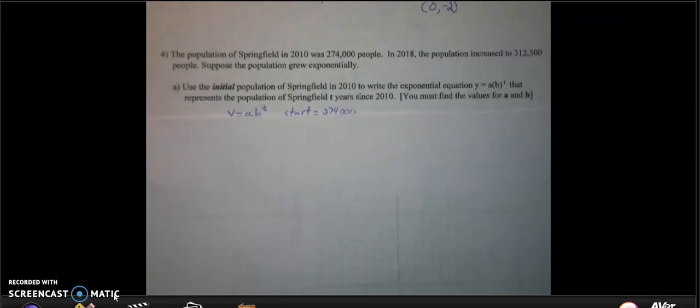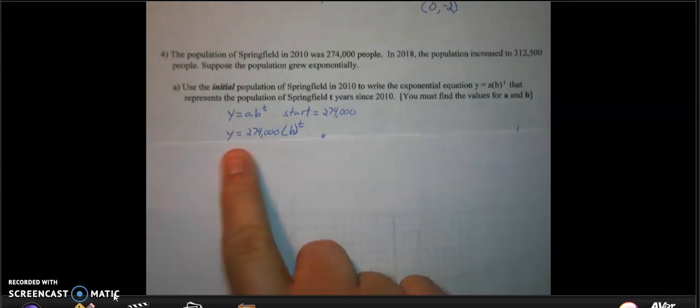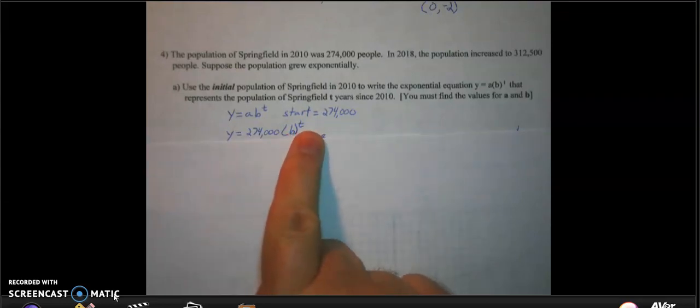So the idea is we know that we have an exponential function y equals a times b to the t, and we know the starting value is 274,000. So we know that that's our equation. y equals 274,000 times b to the t. Okay, now the idea is we have 3 variables. We have y, we have b, and we have t.